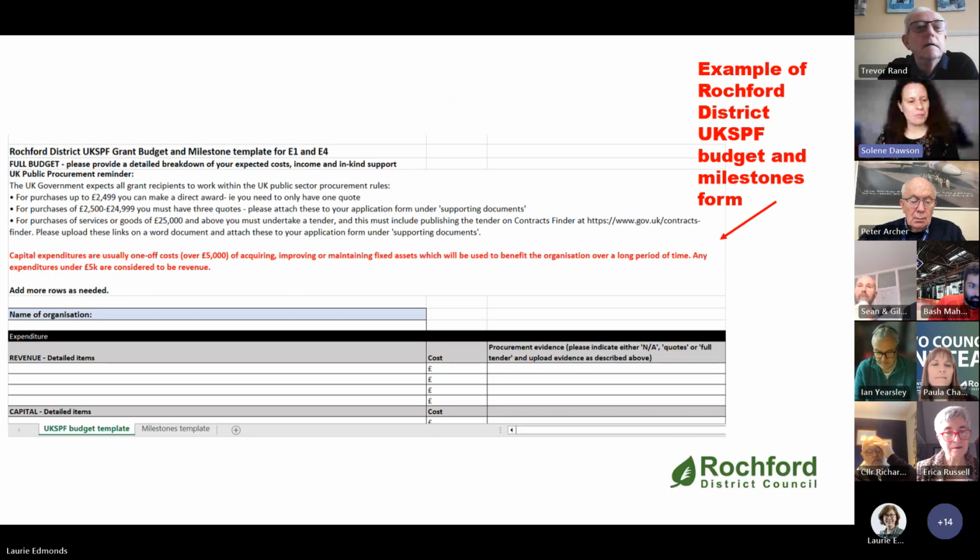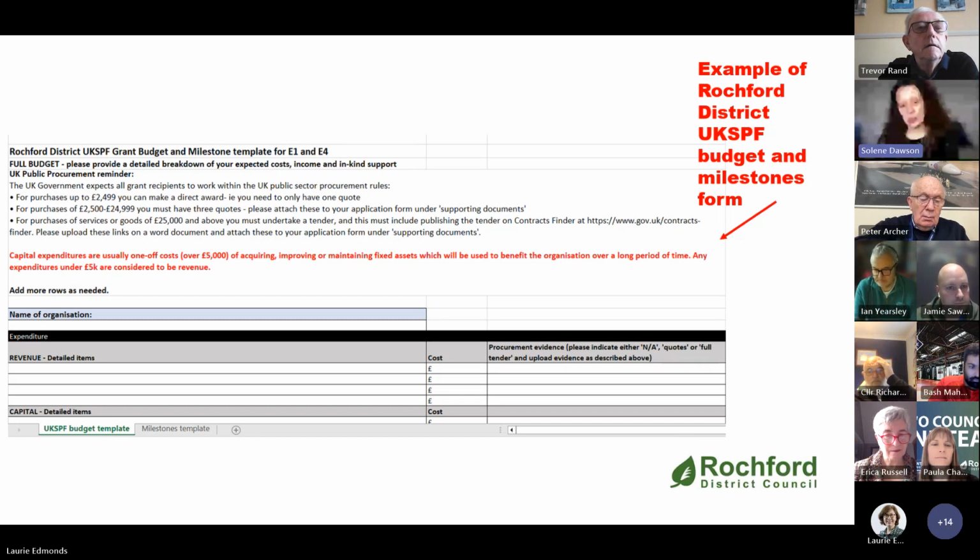So this is the document you will have to fill in for UKSPF in the Rochford district. Here you can see that you've got several columns. The first one on the left is your expenditures, and you can see it's divided between revenue and capital. So this is where you will insert your expenditures with as much detail as you can. And if you need more lines on the revenue, of course, you can add lines.